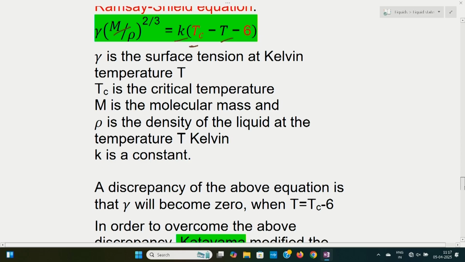Here, when T is equal to Tc minus 6, what will happen? This term will become 0. That means the surface tension will become 0. When T is equal to Tc minus 6, the surface tension will become 0.